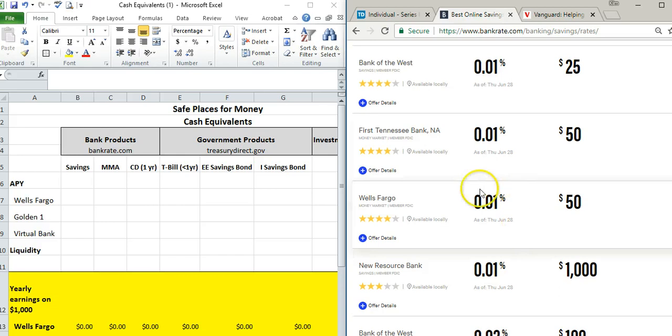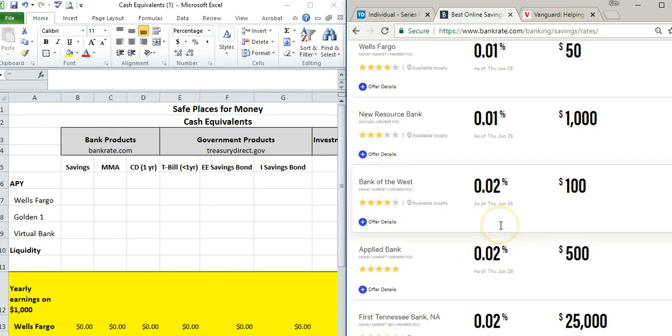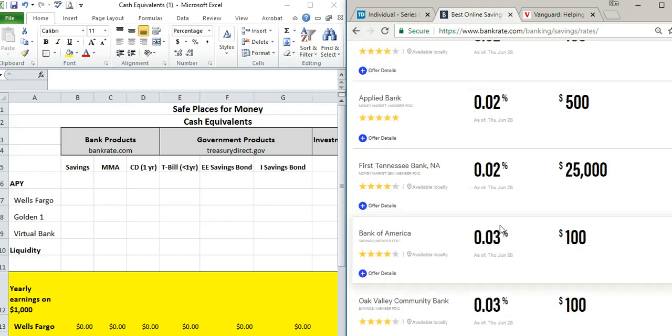Okay, here's Wells Fargo. There it is, 0.01%. Let's look for our other popular bank. There's Bank of America, savings 0.03%. So just to give you some perspective on this, I'm going to go over to this chart.